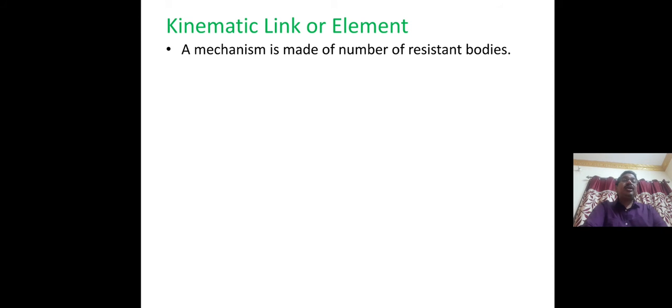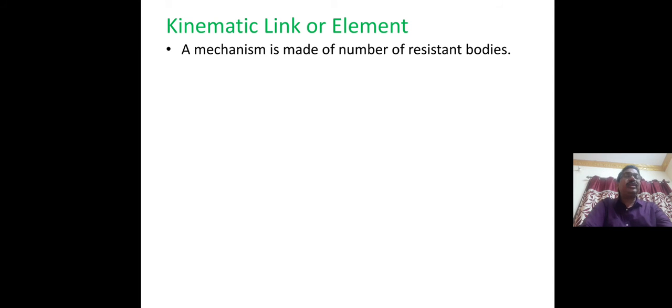Next one is this actual topic in our syllabus, first unit. So now, kinematic link or element. What is meant by kinematic link or element? A mechanism is made of a number of resistant bodies. Already I told you, a mechanism is a combination of resistant bodies.